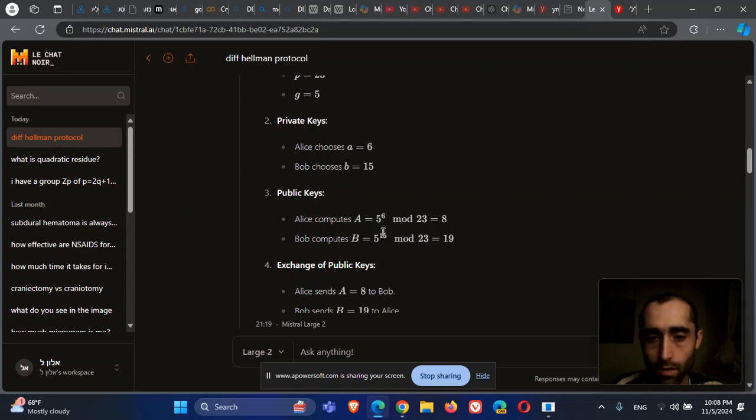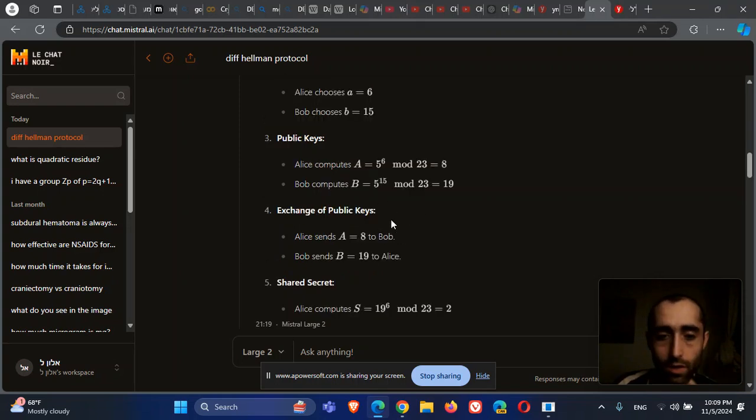6 is a, 15 is b. So if someone knows small a or small b, he will be able to create the secret that Bob and Alice will create. Because if I get a, I will take this one to the power of a and get the secret key. If I get small b, I will take this one, take it to the power of b, and create the secret key that we just created here.